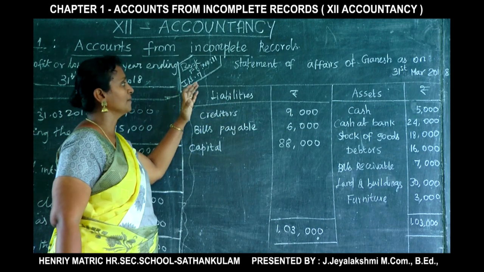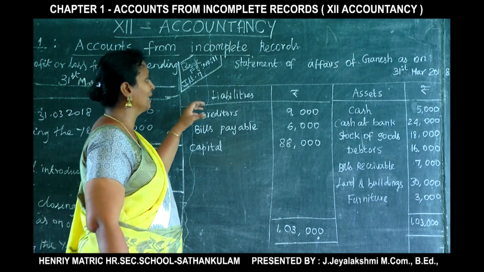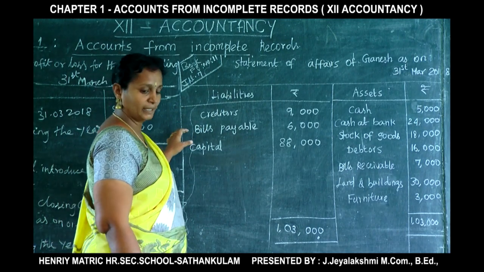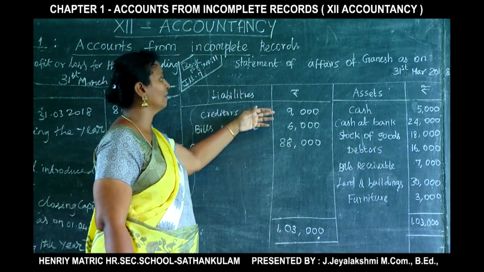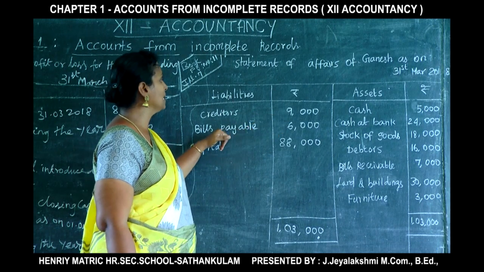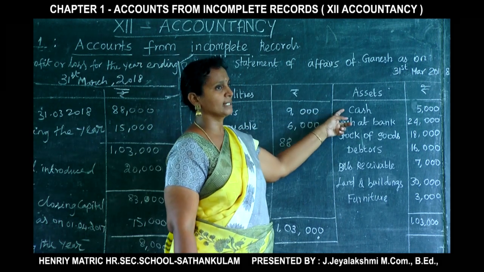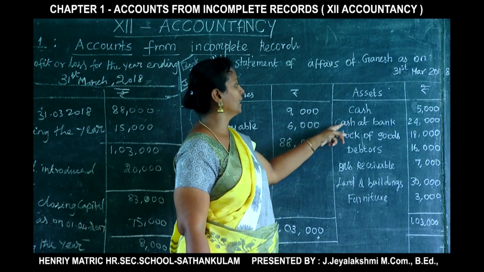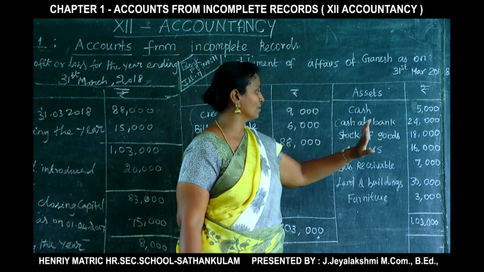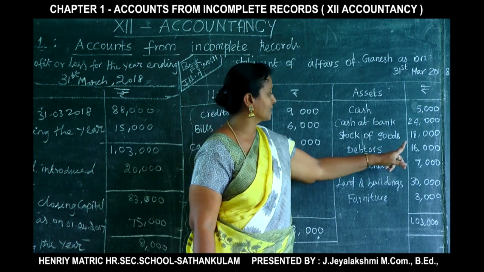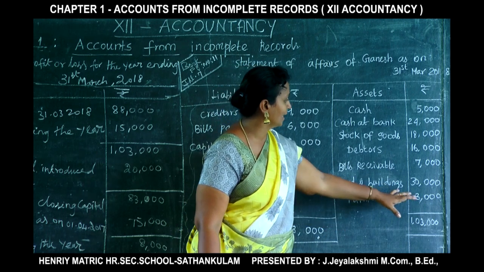Now we divide it into two columns, liabilities and assets. We simply pick the amount and write it here. Creditors: 9,000 is given. Bills payable is 6,000. Cash given is 5,000. Cash at bank, 24,000. Stock of goods 18,000. Then debtors 16,000, bills receivable 7,000, land and building 10,000, furniture 3 lakhs.